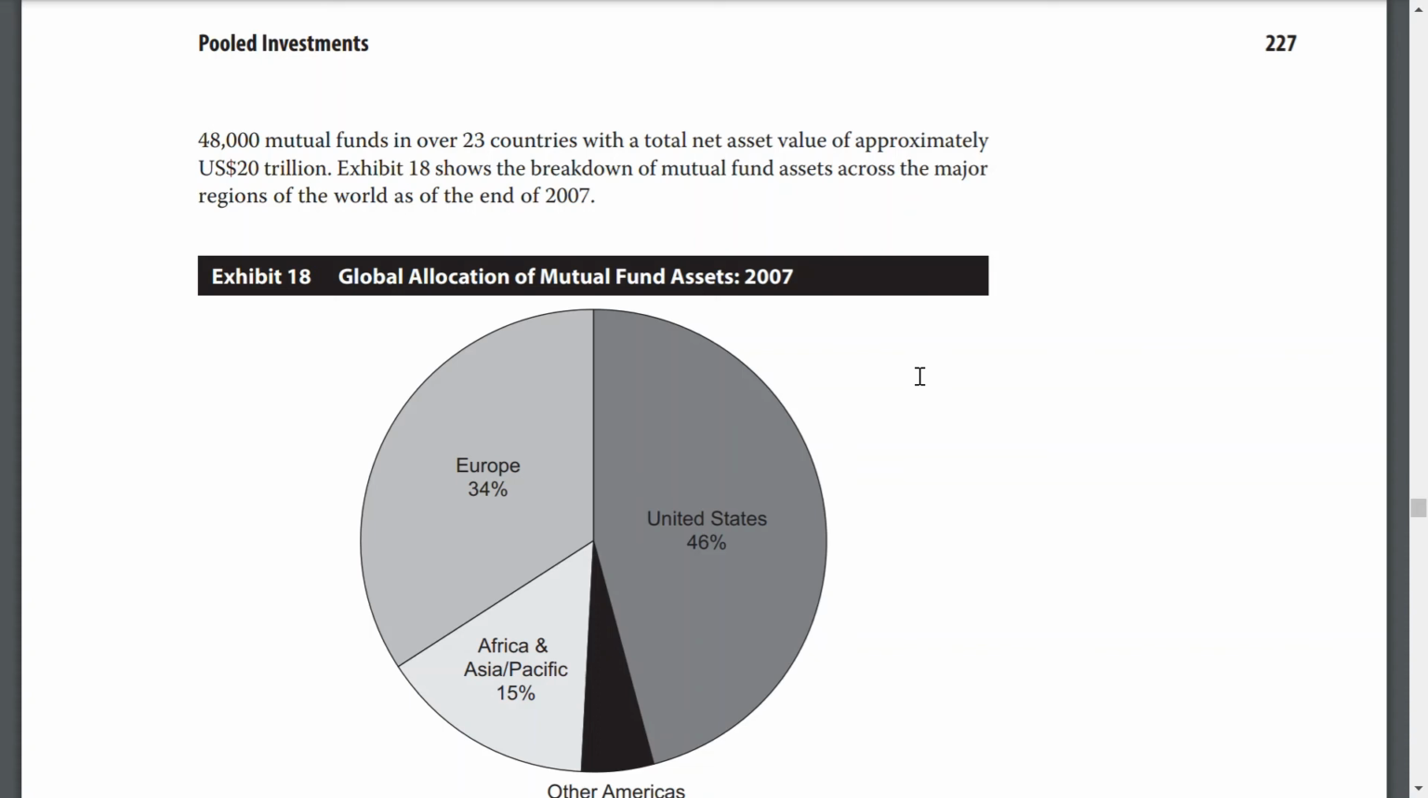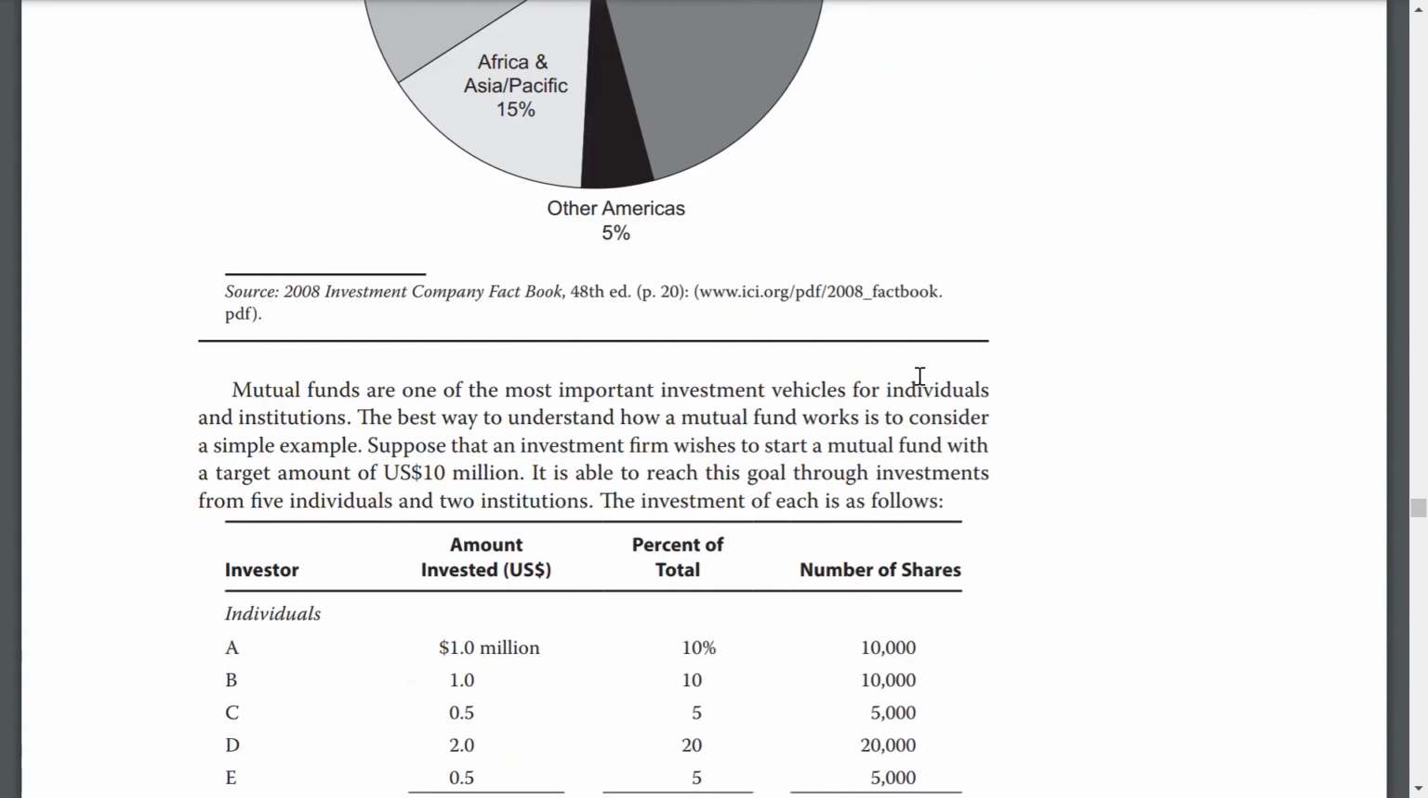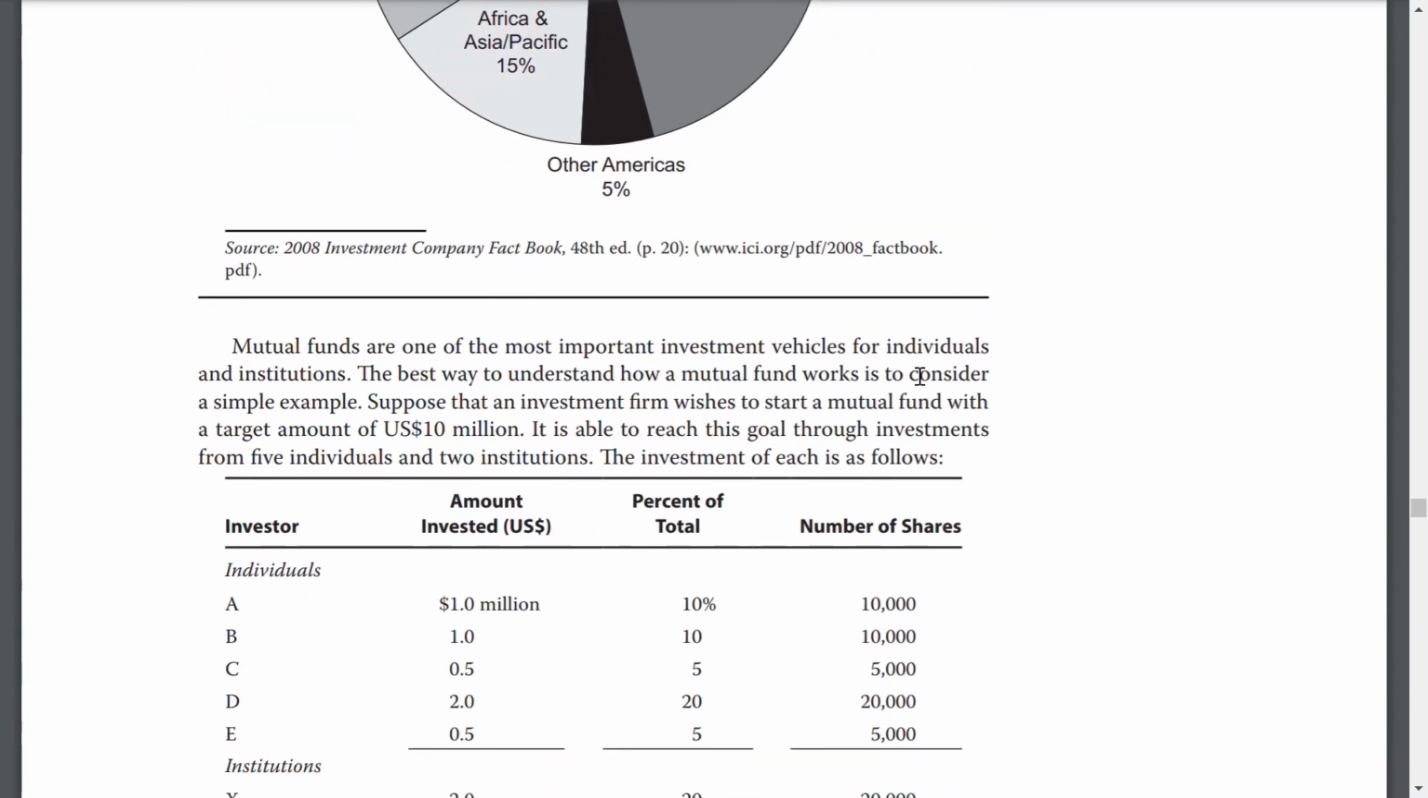as of 2007. Mutual funds are one of the most important investment vehicles for individuals and institutions. The best way to understand how a mutual fund works is to consider a simple example. Suppose an investment firm wishes to start a mutual fund with a target amount of 10 million. It is able to reach the goal through investment from 5 individuals and 2 institutions.